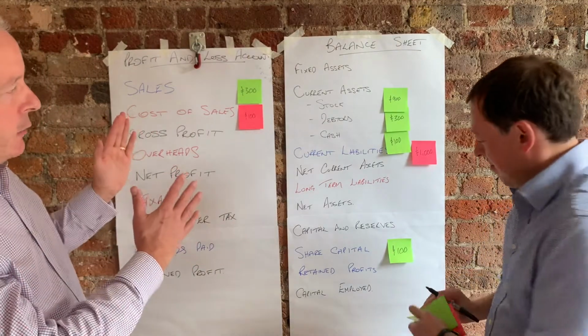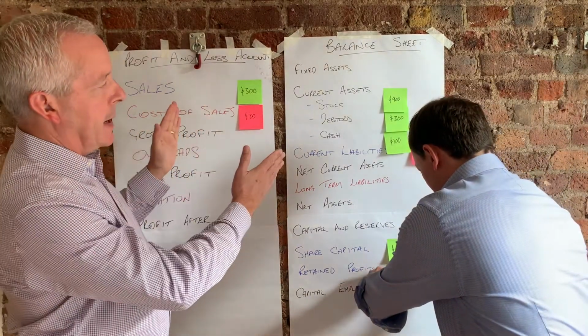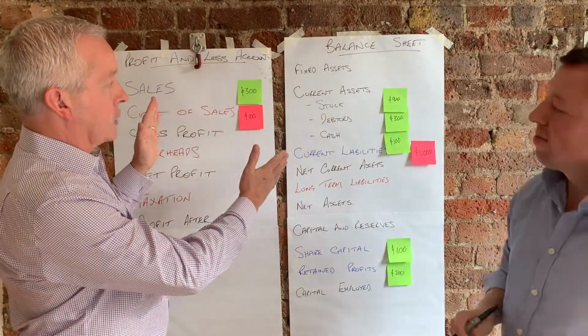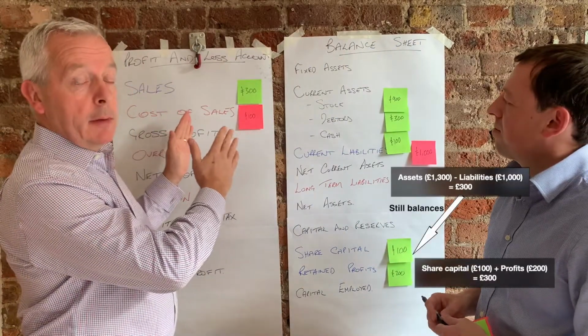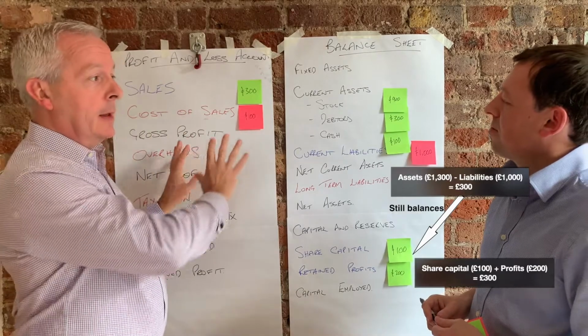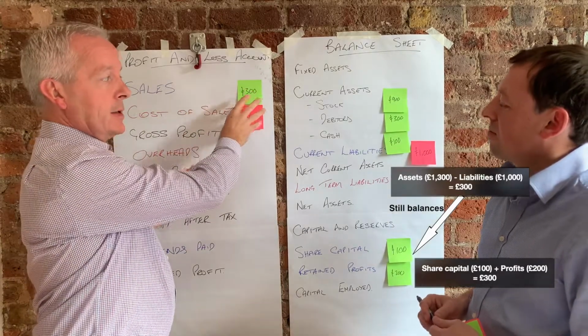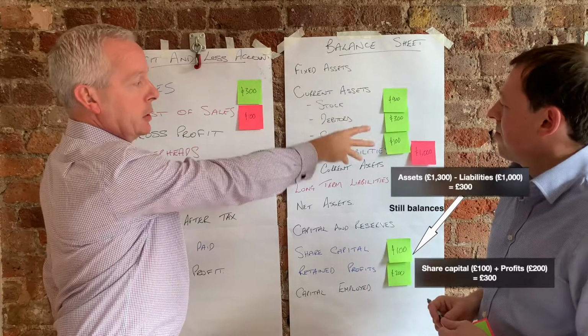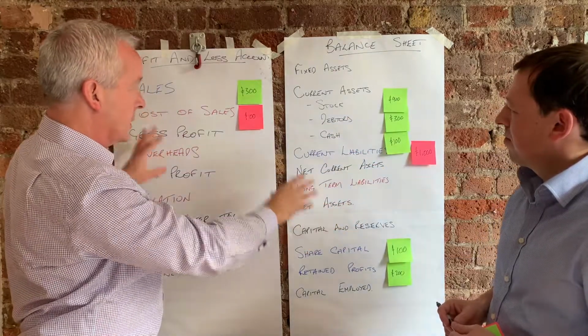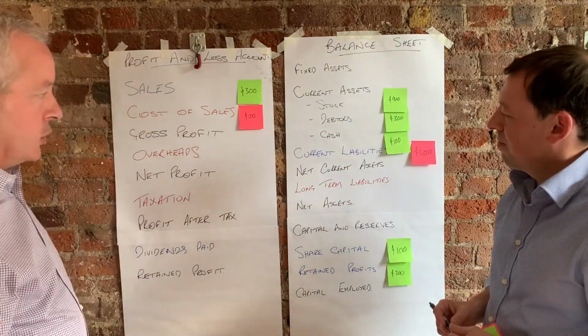So you can see how the interaction between the P&L and the balance sheet has had nothing really at this point to do with movement of cash or anything like that. It's just bits of paper. We've raised a sales invoice. We've got a purchase invoice. We haven't paid for any of it yet, and balance sheet then works.